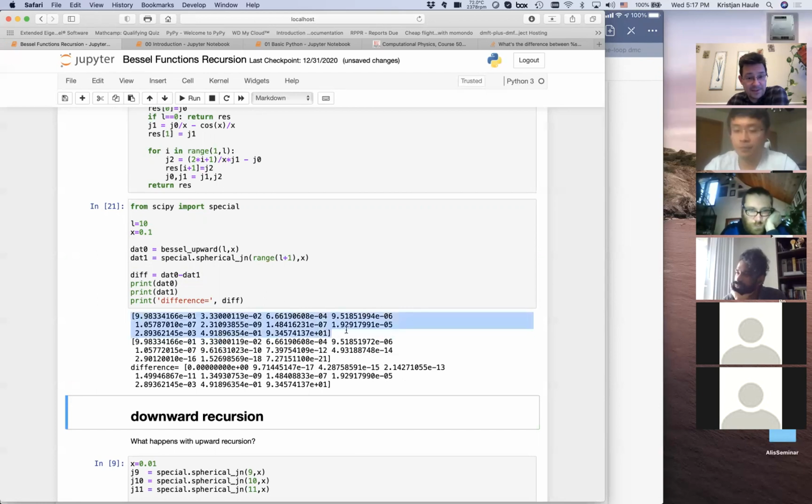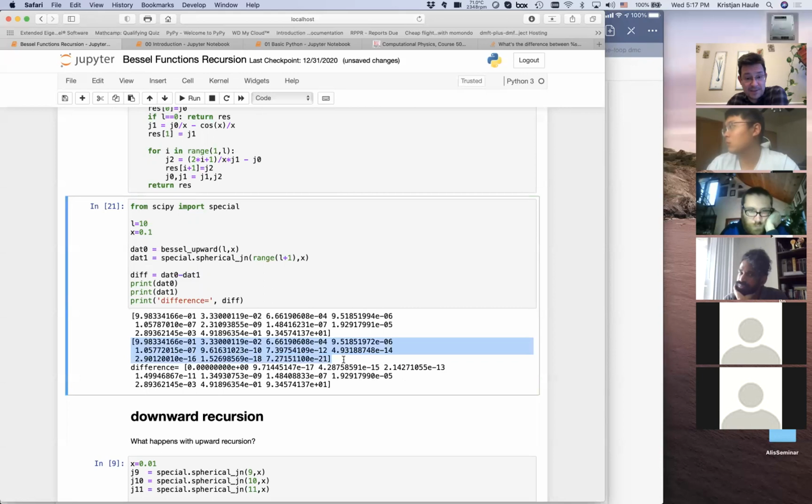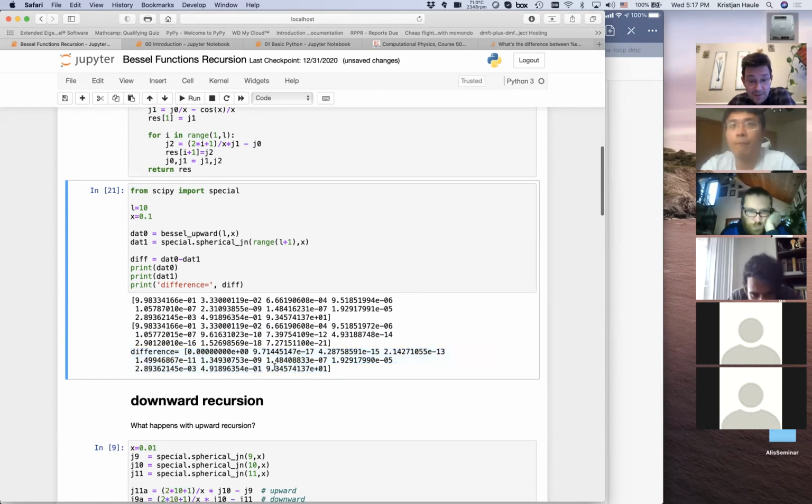So this is our calculation of the Bessel function with upward recursion. This second one is the one from the library, and the difference is displayed here. Okay, so let's look at it. As you see, the difference for L equal to 10 is basically of the order of 90. Okay, that's huge.